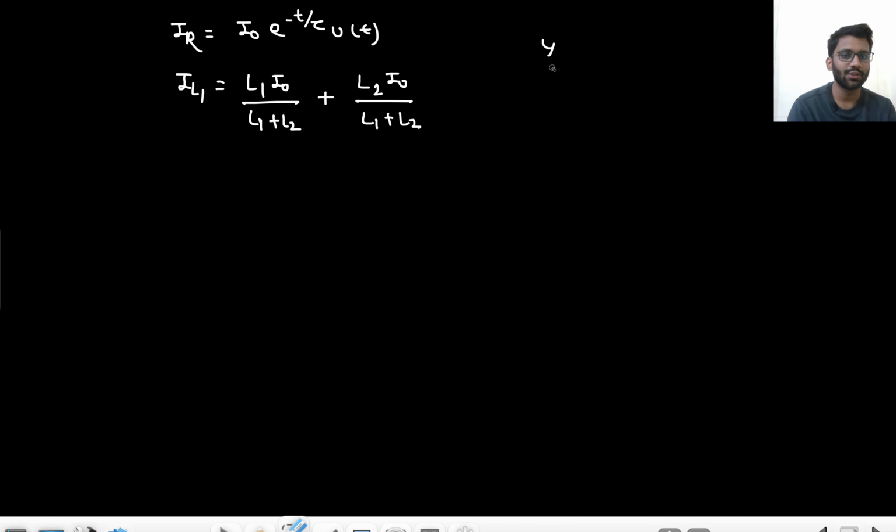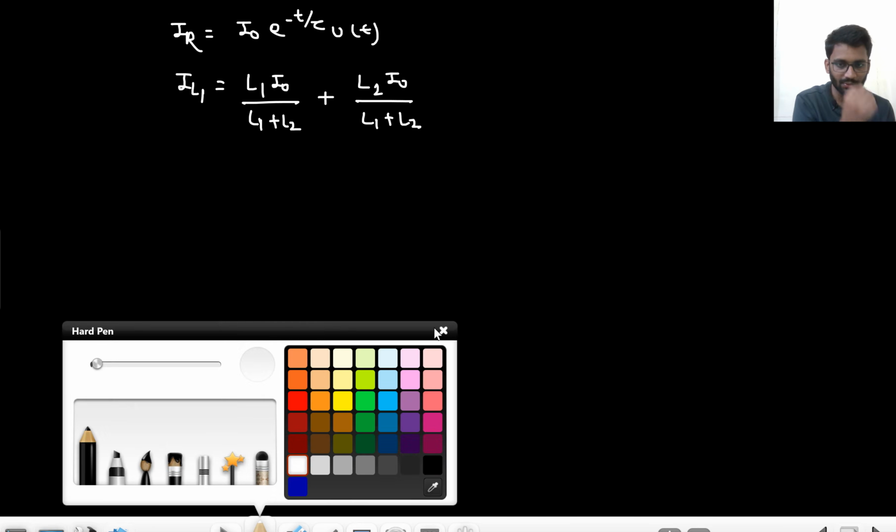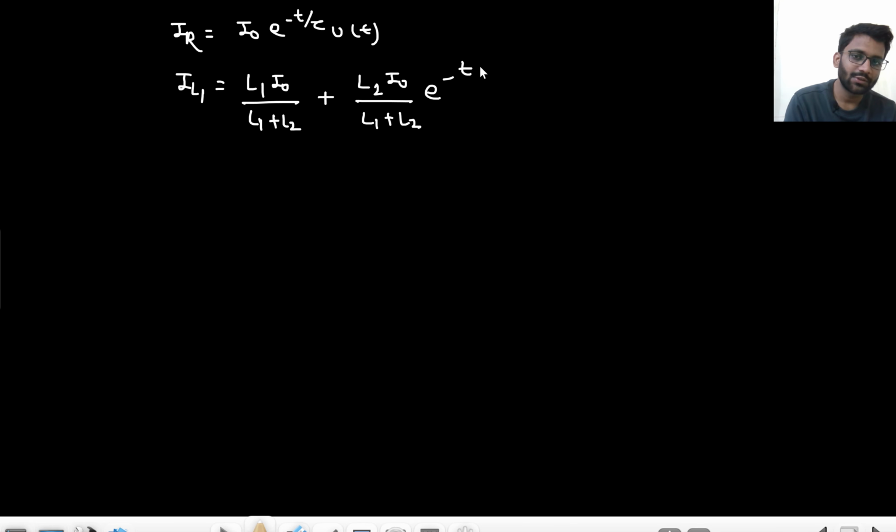How did I write it directly? Because I know at t equals to 0 I need I naught current. So if I put t equals to 0 in this equation, what will I get? L1 plus L2 into I naught upon L1 plus L2. So L1 plus L2 will get cancelled, and I am getting only I naught. So I just thought about what I should write to get I naught at t equals to 0. This is how I wrote it. Are you getting my point?